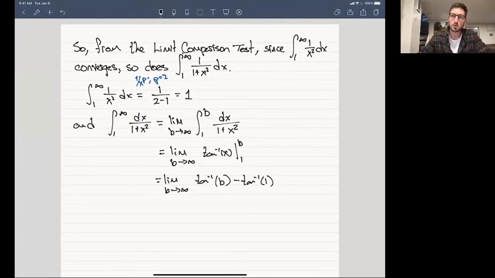Only one of those terms depends on b. Taking the limit of tan inverse as b goes to infinity, we did this 2 videos ago. This is equal to pi over 2. And tan is equal to 1 when the angle is equal to pi over 4. So equivalently, that means tan inverse of 1 is equal to pi over 4.